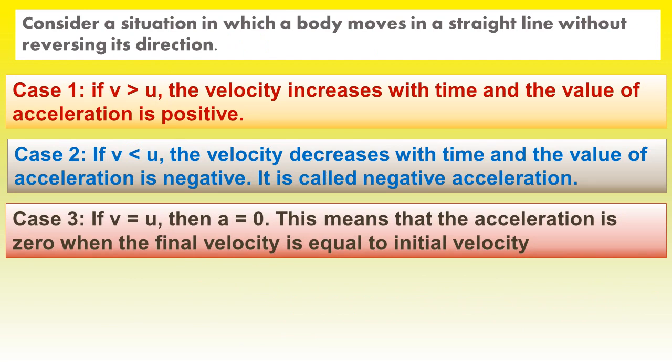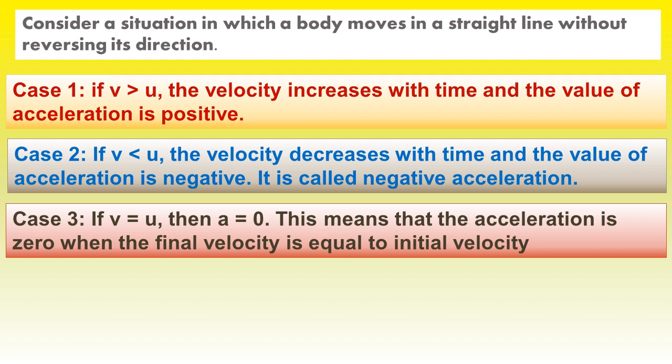If v is greater than u, what do you mean by v? v is the final velocity and u is the initial velocity. That is, if the final velocity is greater than the initial velocity, the velocity increases with time and the value of acceleration is positive. If the final velocity is greater than the initial velocity, the velocity increases with time and the value of acceleration is positive.